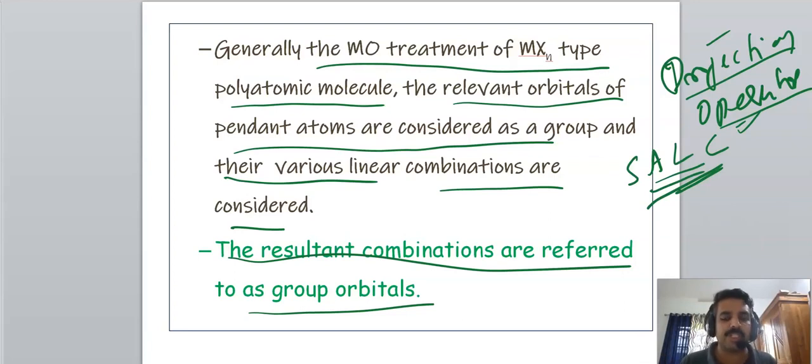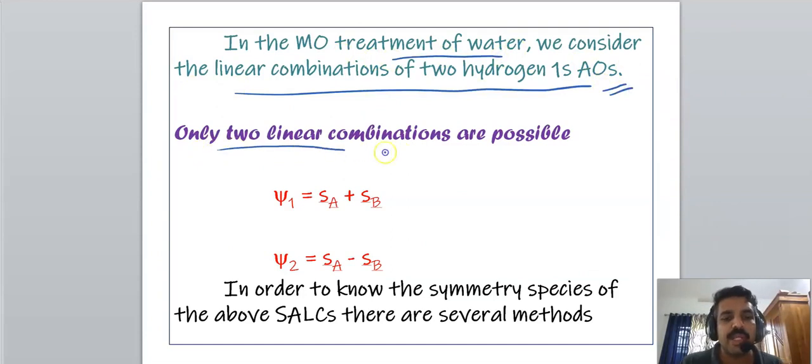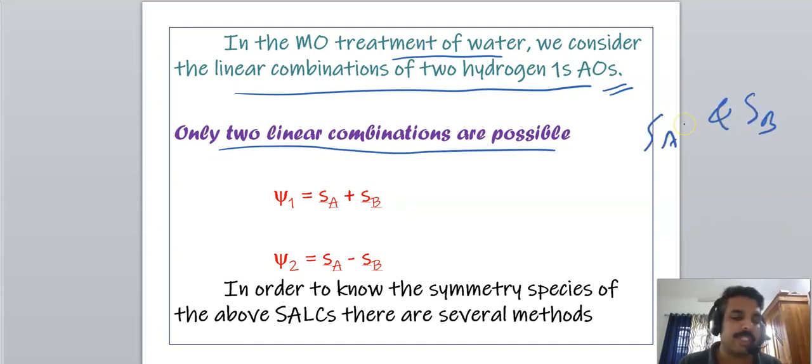Before going to the projection operator technique, there are some other direct methods to find the symmetry adapted linear combination. In the MO treatment of water, we consider the linear combination of two hydrogen 1s atomic orbitals. Only two linear combinations are possible directly because we have only two orbitals, SA and SB: SA plus SB, denoted as Psi1, and SA minus SB, denoted as Psi2.